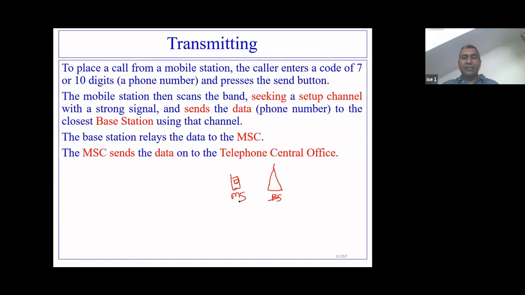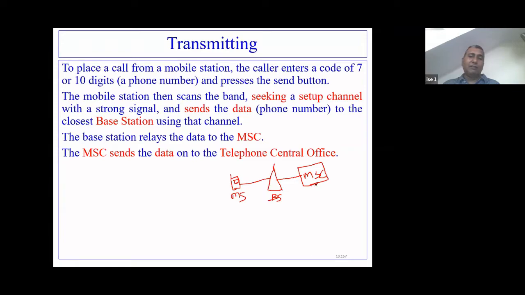Now this mobile station calls a number, say another mobile station or a landline number. Then this mobile station will look for a strong signal in the available frequencies, and once the signal is found in a base station, it sends the signal to that base station. The base station in turn will connect to the mobile switching center. So this is nothing but your MSC, the mobile switching center.